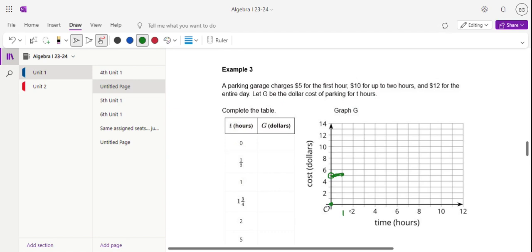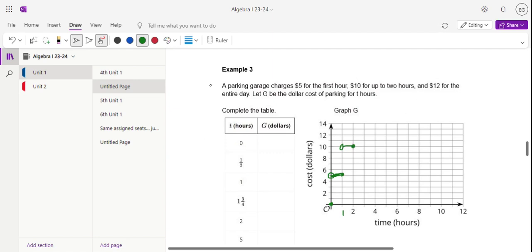$10 for up to 2 hours. So you're only going to pay $5 if it's 1 hour. $10 for up to 2 hours. So at 1 hour, you're not going to include that. But as soon as you get past that 1 hour, you're going to pay that $10. And that goes all the way up until that 2 hours, and we're going to close that in.